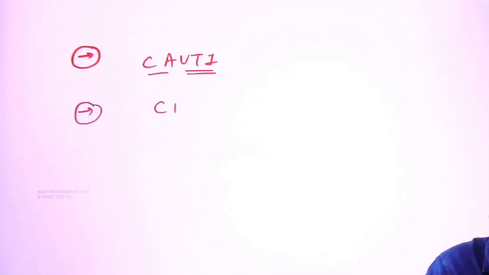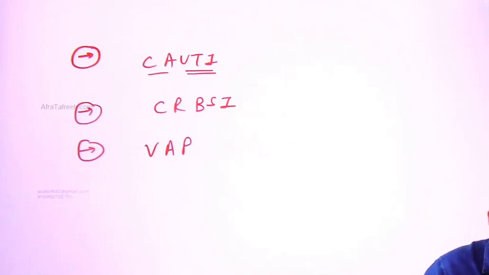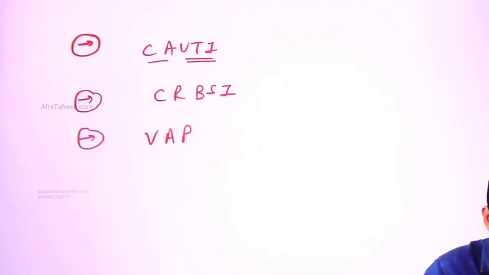Okay, so these particular infections which we are talking about, what are they classified into? They are classified into CAUTI. What is the full form of CAUTI? That is catheter associated UTI. Then you have CRBSI, and that is termed as what? Catheter related bloodstream infection. The third is VAP, which we have already discussed, that is ventilator associated pneumonia in the LRTI chapter.